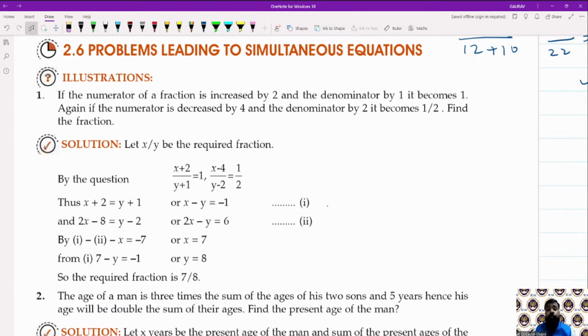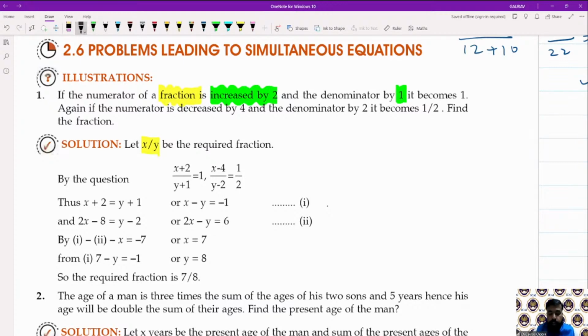If the numerator of a fraction is increased by 2. First of all, read the language very carefully. We are talking about a fraction. Fraction means there are two numbers, one will be numerator, the other will be denominator. So we can assume any fraction that is x upon y, where x is the numerator and y is the denominator. Now we have to increase the numerator by 2 and the denominator by 1.